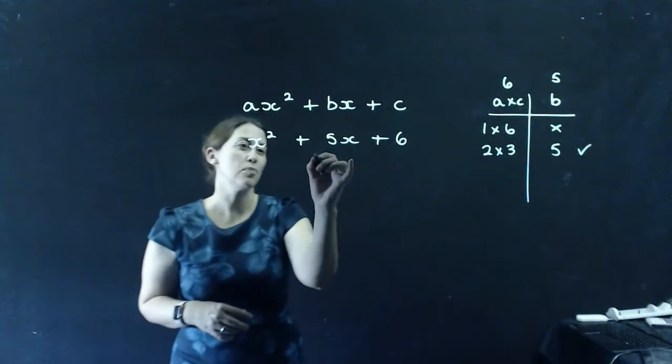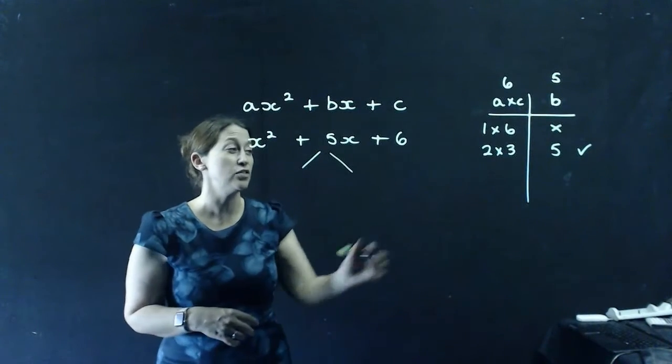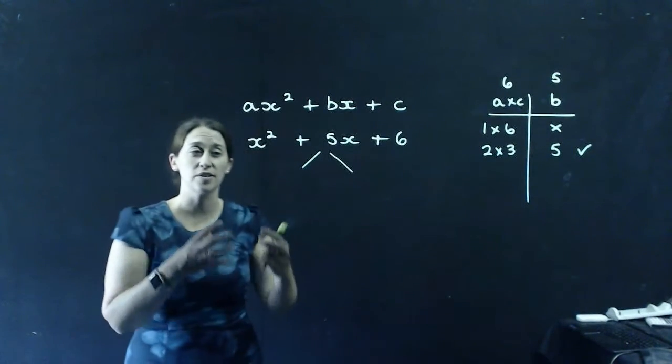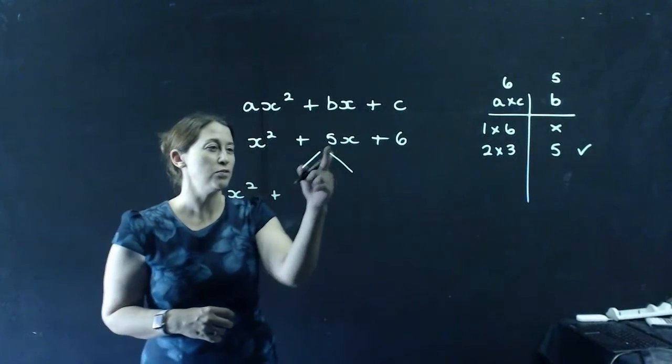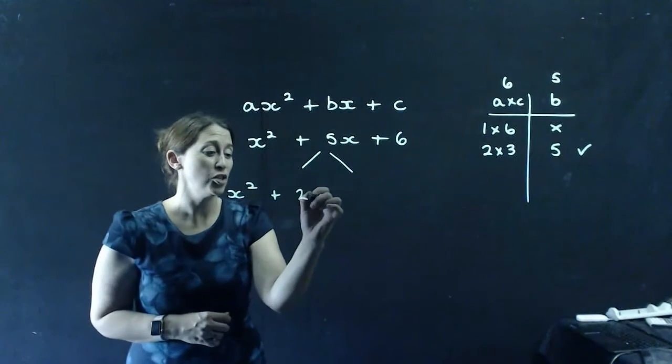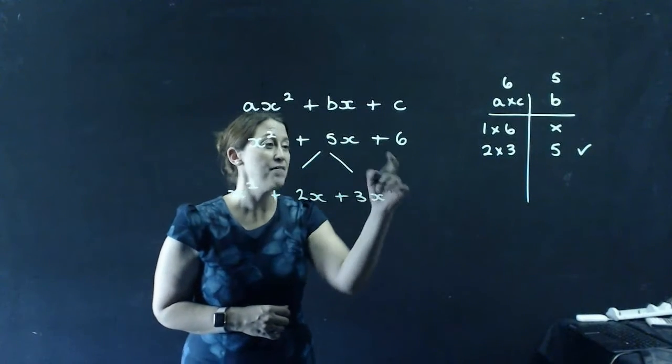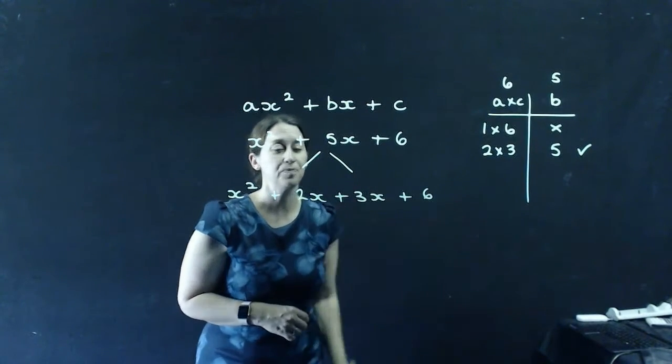So what I actually do is break down my b term into these two new numbers that I found. It's like I'm expanding that expression. So x squared plus, well, 5x is made up of 2x plus 3x, and then I still have this plus 6.